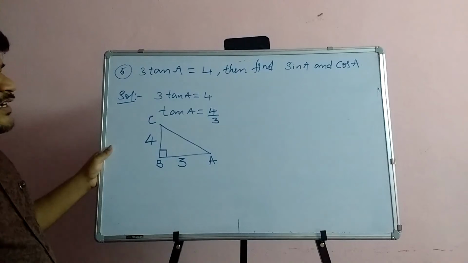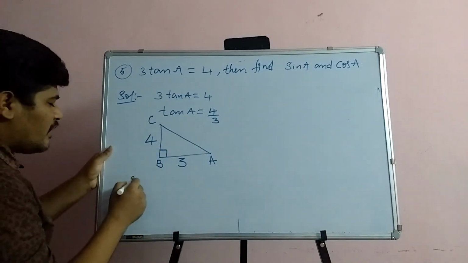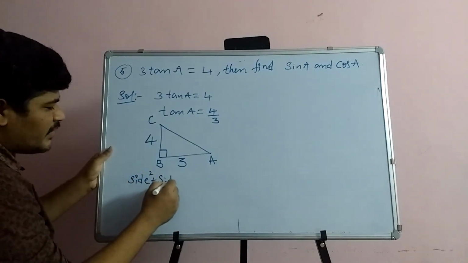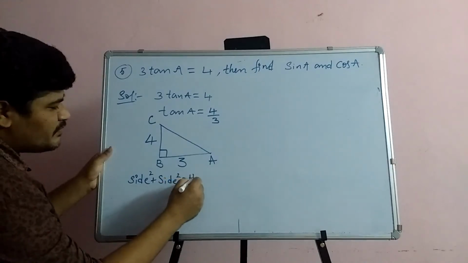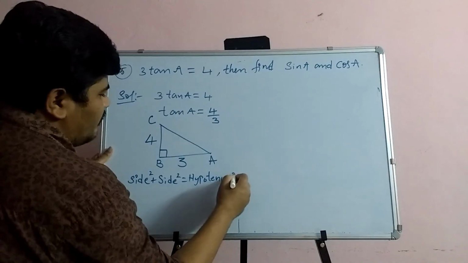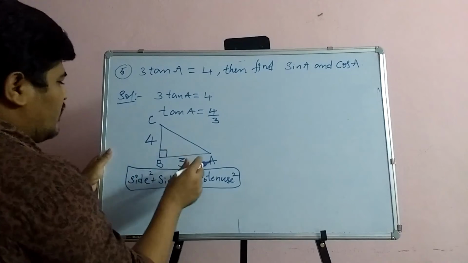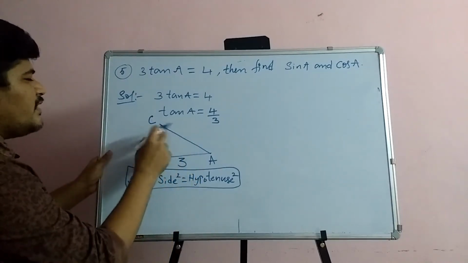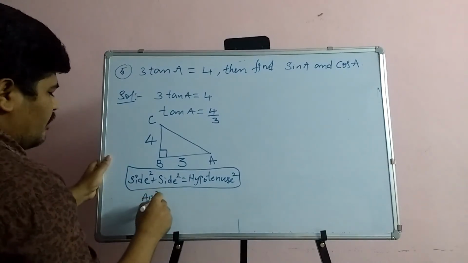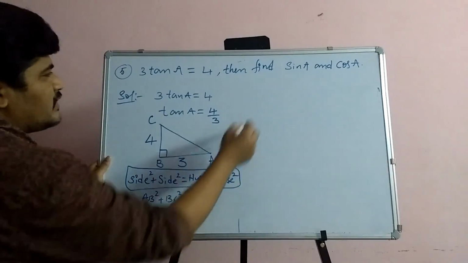Okay. So how will we get AC? By using Pythagoras theorem. Okay. So what is the Pythagoras theorem? Side square plus side square is equal to hypotenuse square. So here what are the two sides? AB and BC. AC is the hypotenuse. So AB square plus BC square is equal to AC square, right?